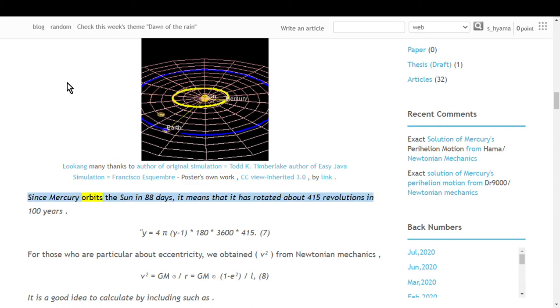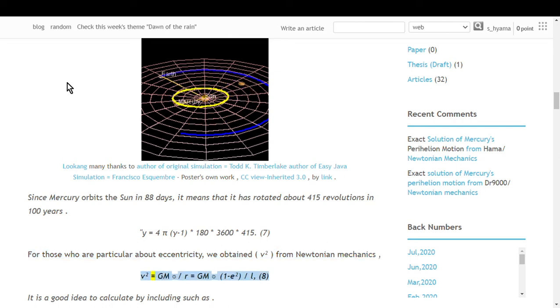Since Mercury orbits the Sun in 88 days, it means that it has rotated about 415 revolutions in 100 years. Y = 4 pi * 1 * 180 * 3600 * 415, (7). For those who are particular about eccentricity, we obtained v^2 from Newtonian mechanics.